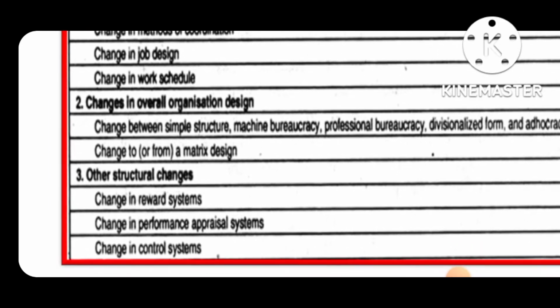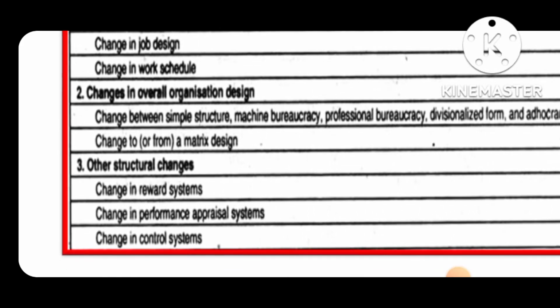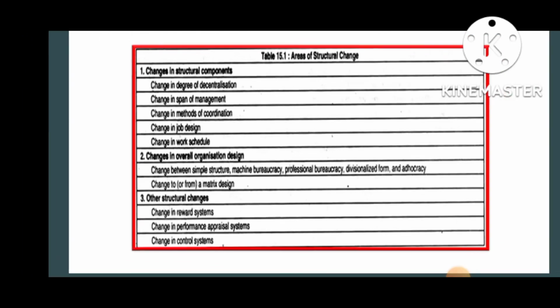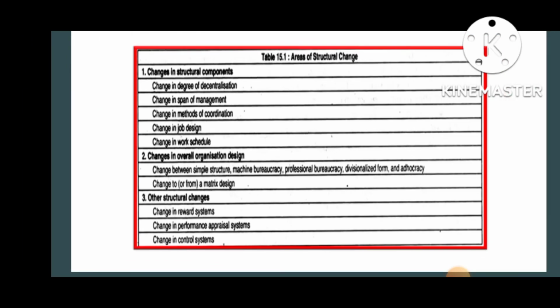Then, the other structural changes can be change in reward system, change in performance appraisal system, and change in control system. So these changes are for the employees so that they are more compensated or have a sort of motivation to agree with the changes taking place in our organization.